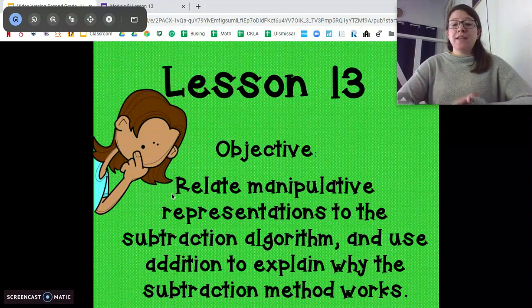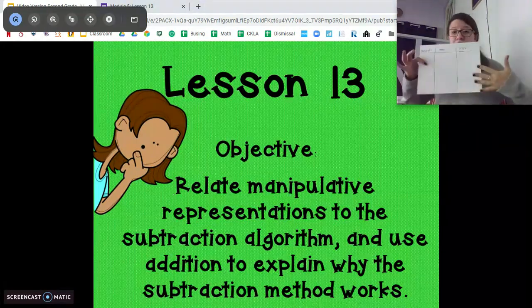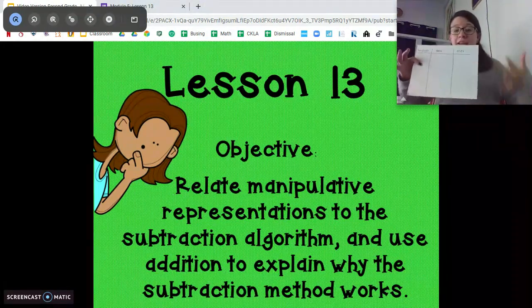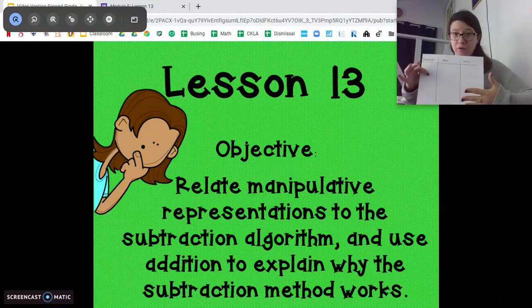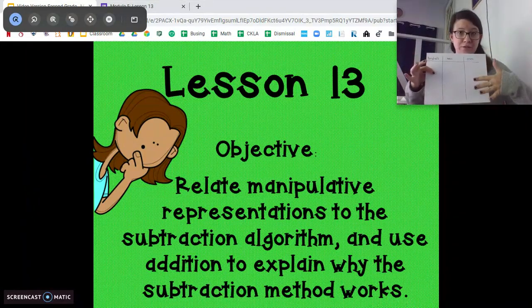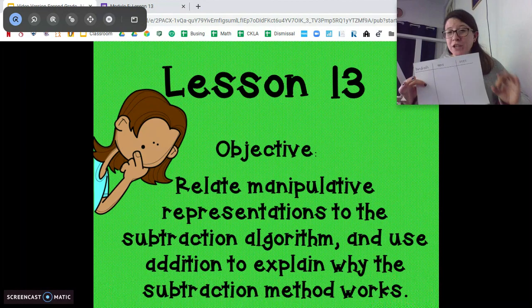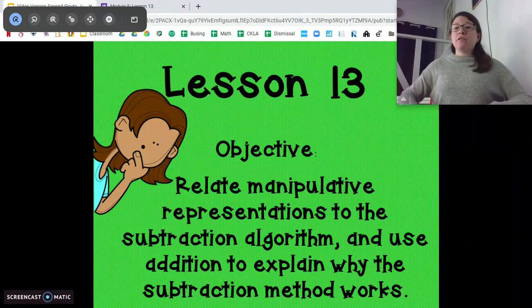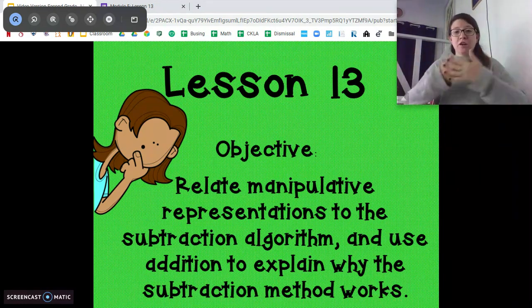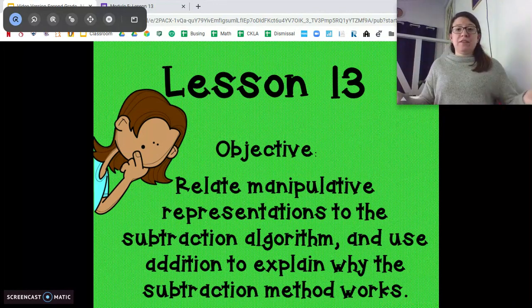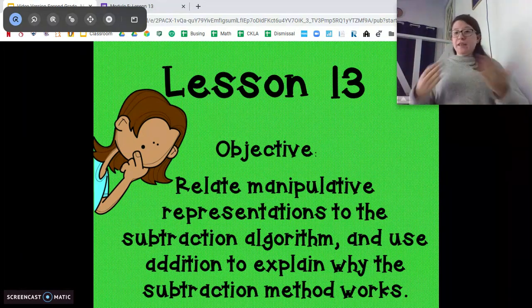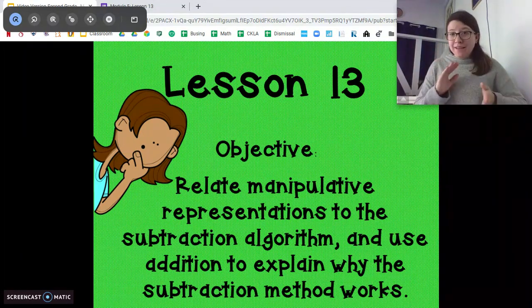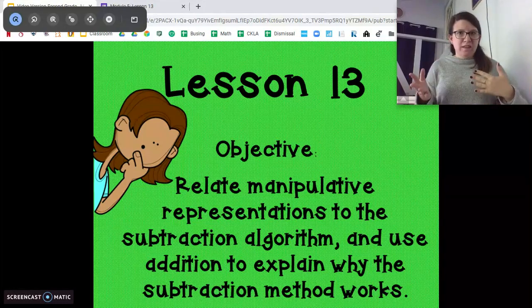Okay, so today we're going to be using our place value drawings and the algorithm and the vertical method in learning how they relate to each other. We're also going to be checking our work with addition. Now remember, addition and subtraction are interrelated, so they work together. They can undo each other, they can check each other. So we're going to practice that, checking our subtraction with addition.